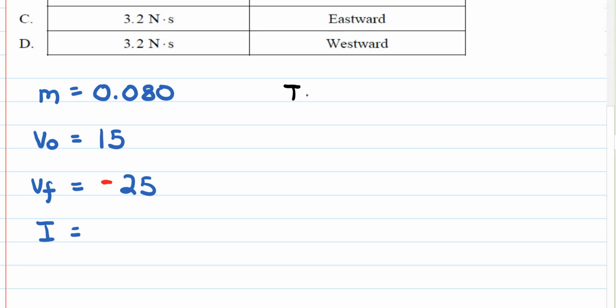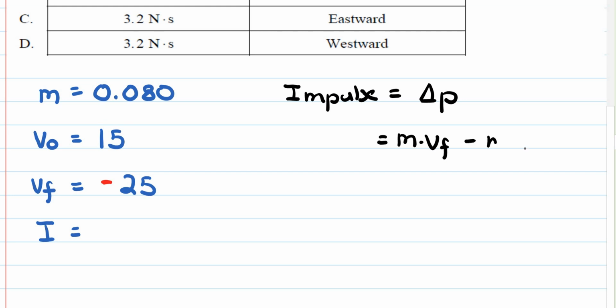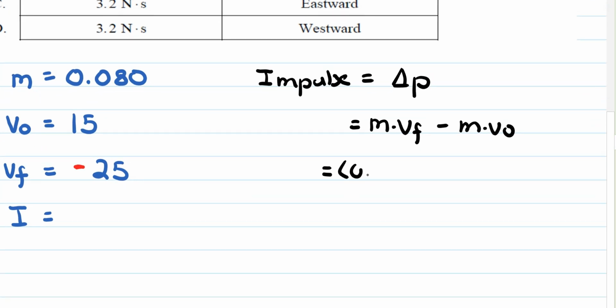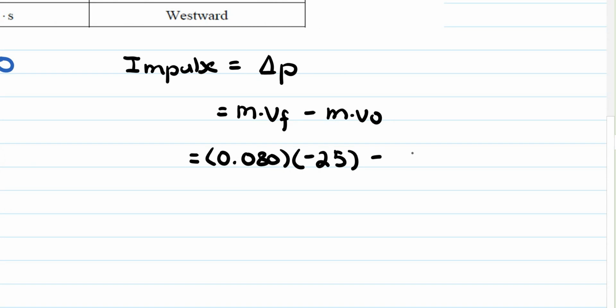All right, so let's go ahead and write out the formula for impulse here. Impulse is a change in momentum. All right, so a change in momentum is really your mass times your final velocity minus your mass times your initial velocity. Okay, so the mass that you have in this problem is going to be 0.080. Your final velocity was negative 25. And then you're going to subtract the mass again, which is going to be 0.080, and the initial velocity for this particular problem was going to be 15.